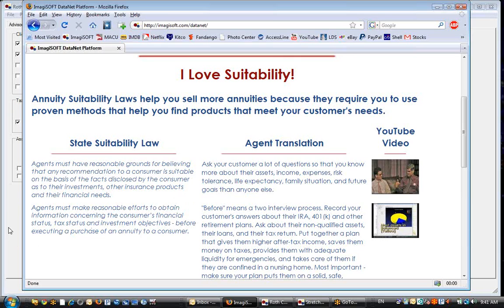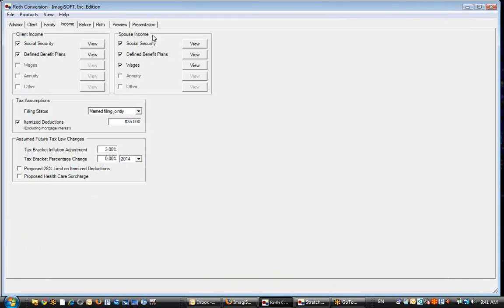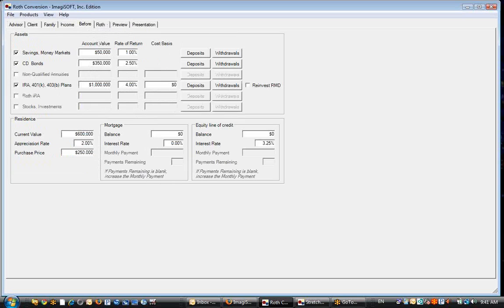But basically, you have to ask the client questions. You have to ask them about their income. You notice that our Roth IRA software does that, both client and spouse income. You have to ask them about their tax situation. You have to ask about their future income goals. You have to ask about their assets, the purpose of each asset, and their risk tolerance. So that's kind of the point of view. In other words, it has to be suitable. How does your annuity fit in? Is it suitable? Is it not?